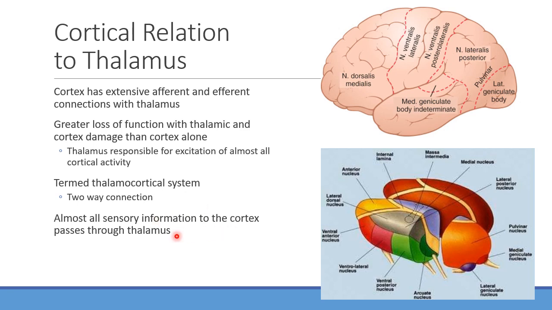As I mentioned, almost all the sensory information passes from the thalamus to the cortex to inform things like how should we initiate movement, what kind of thoughts am I having, or what am I seeing, and things like that. Right.